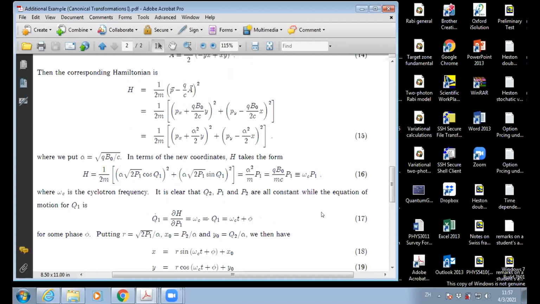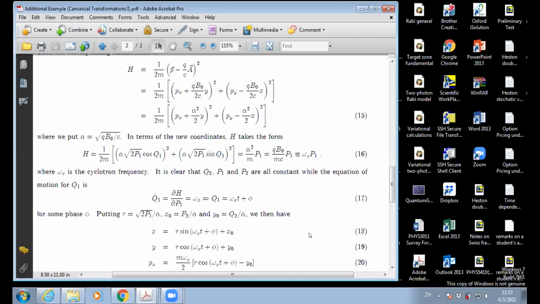Okay? So it is clear that capital Q2, capital P1, and P2 are all constant, while the equation of motion for Q1 is equal to this. Okay? Because the Poisson bracket between Q1 and H will give you omega c, all right? So all the others are constants.